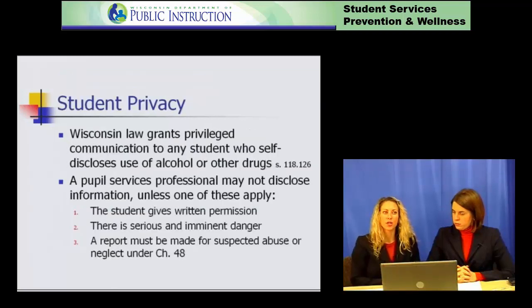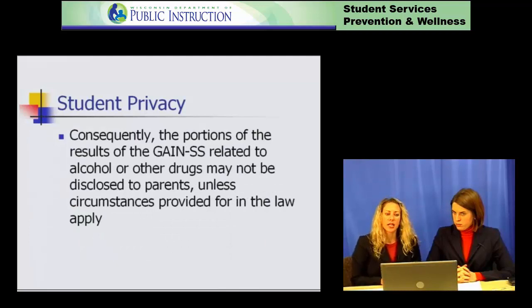There are some student privacy issues that we want to address. The Wisconsin law grants privileged communication to any student who self-discloses use of alcohol or other drugs. A pupil services professional may not disclose information unless one of these 3 rules apply: that the student gives written permission, there is serious imminent danger, and/or a report must be made for suspected abuse or neglect under Chapter 48. Additionally, the portions of the results of the Gain Short Screener related to alcohol or other drugs may not be disclosed to parents unless circumstances provided for in the law apply.